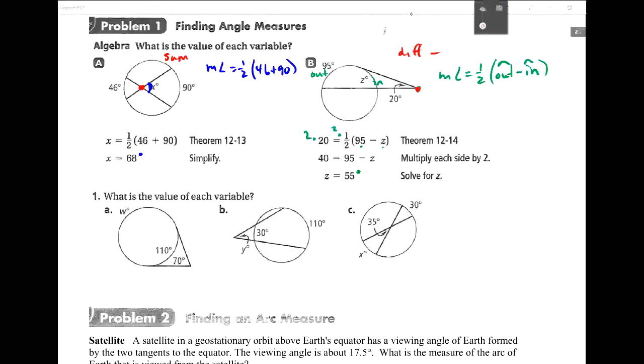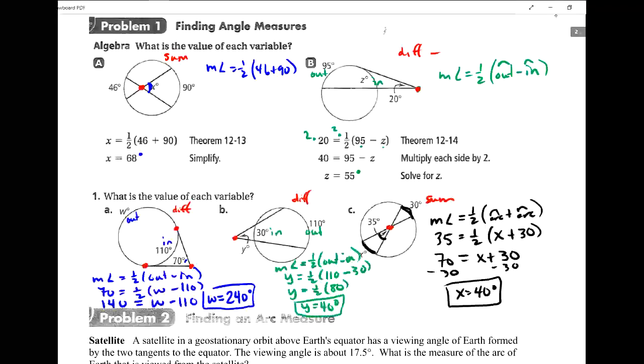Now it is time to pause and try the problem. Okay, these weren't too bad. We want to find the value of the variable. On the first one, our intersection point is outside of the circle. So I know it is a difference problem, and it is the outside arc minus the inside arc. My outside arc is W, my inside arc is 110. The angle that I'm looking at measures 70. Substitute all of that in, and we get the measure of the outside arc is 240.